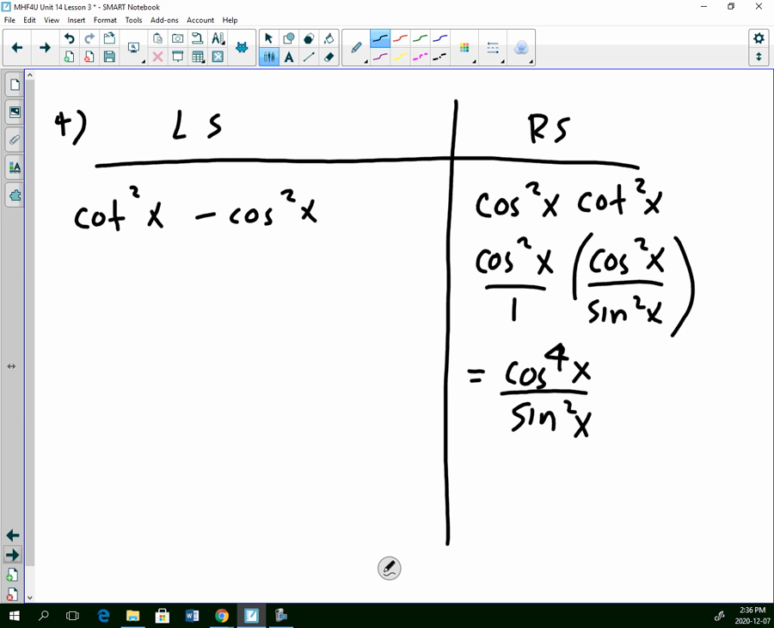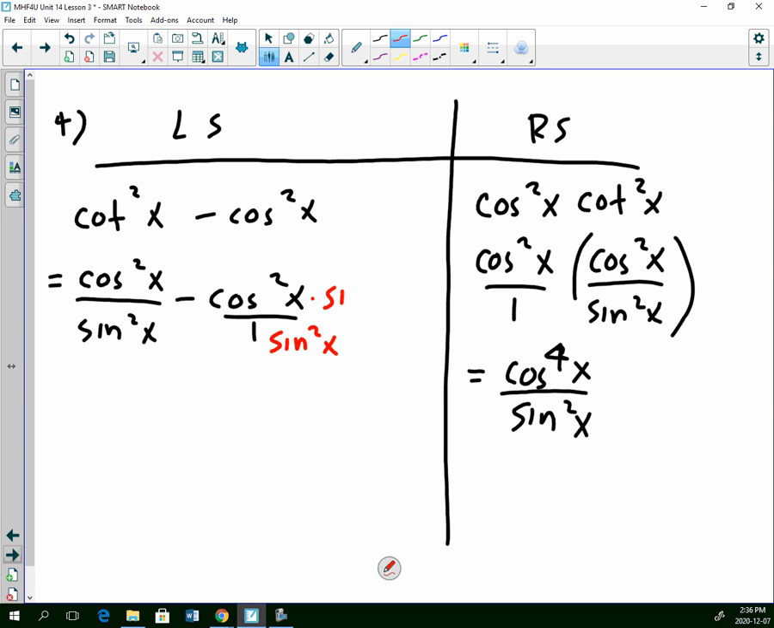So let's go to the left. What can we do? Well, we can change this to cosine over sine. What can we do to simplify? Well, we could find a common denominator and subtract these two terms together. So the common denominator is sine squared. Put them together.